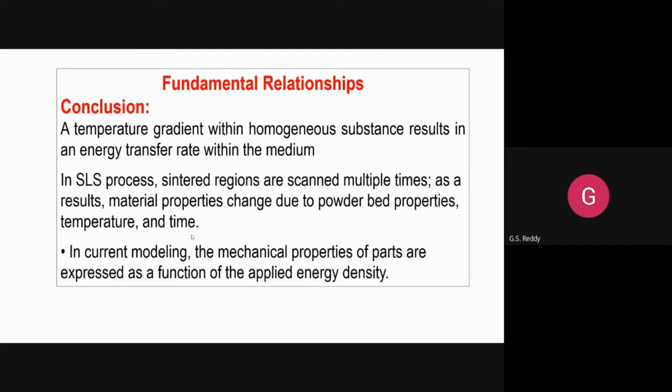The fundamental relationship is that a temperature gradient within a homogeneous substance results in an energy transfer rate within the medium. In the SLS process, the sintered regions are scanned multiple times. As a result, material properties change due to powder bed properties, temperatures, and time. In current modeling, the mechanical properties of parts are expressed as a function of the applied energy density.